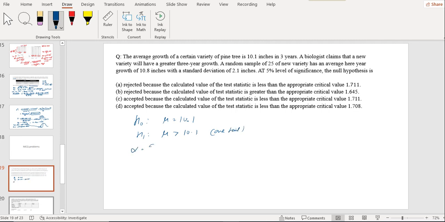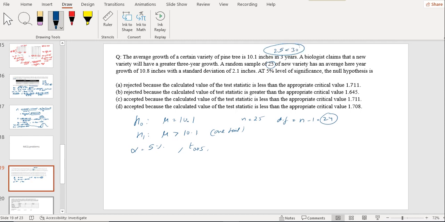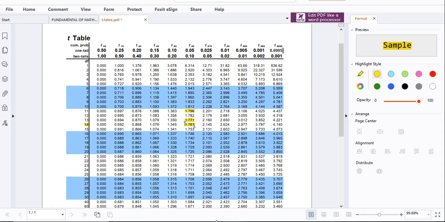Alpha is given here as 5%, so we need to check the value of t at 5% level of significance. What is the sample size here? n is 25, so the degree of freedom will be n minus 1, that is 24. Because 25 is less than 30, we are using a small sample test. So let us refer to the t table for 24 degrees of freedom and 5% level of significance. Its value is 1.711.